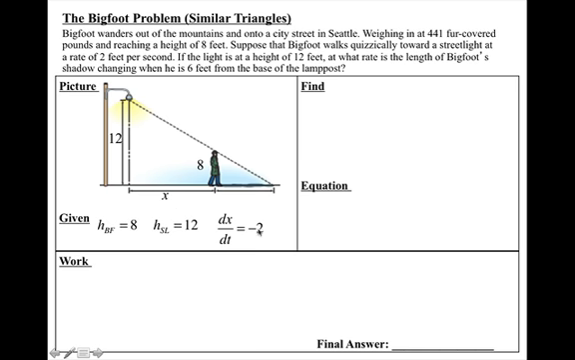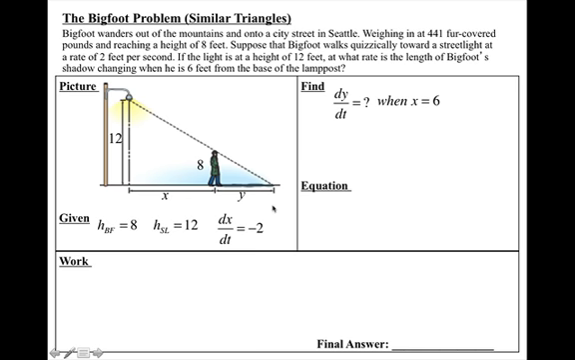And it is equal to -2. The reason why it's -2 is because he's walking toward a street light at a rate of 2 feet per second. So the distance between him and the street light is getting smaller. Hence the rate is negative. So what we want to find is the length of his shadow. I'm going to label that as y. So that's what I want to find. I want to find the rate of y with respect to time when he is 6 feet away from the lamppost. So that means when x equals 6.